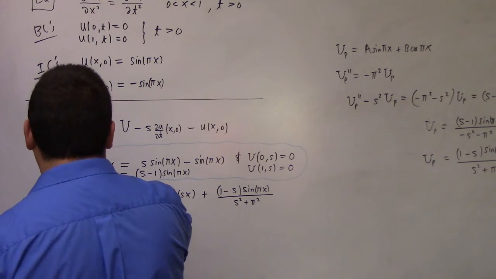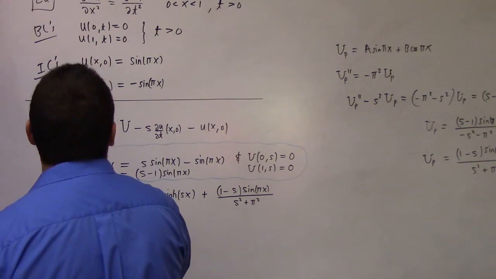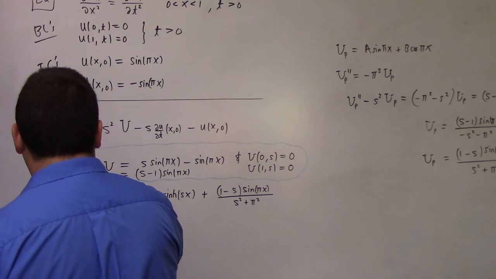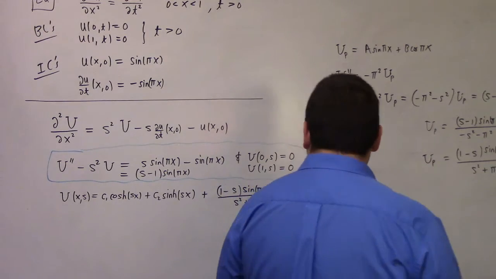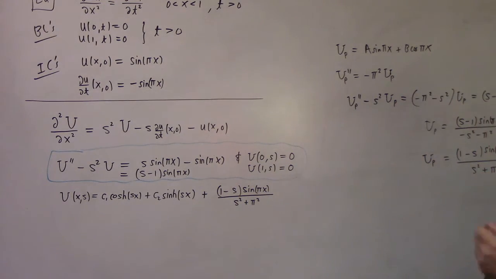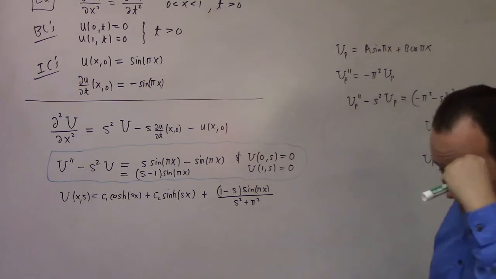Oh, sorry, this is u of x,s, technically. Now we should apply our boundary values for the big U. What does that give us?